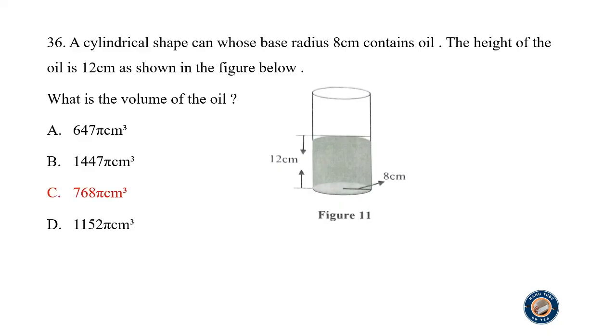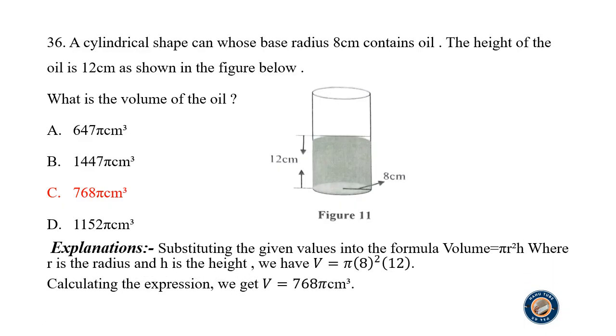The answer will be 768 pi cubic centimeter. Substituting the given values into the formula, volume is equal to pi r square h, where r is the radius and h is the height. We have v is equal to pi into 8 square times 12. Calculating the expression, we get v is equal to 768 pi cubic centimeter.